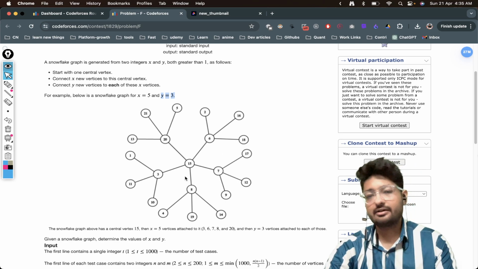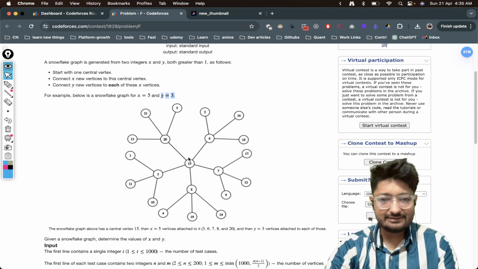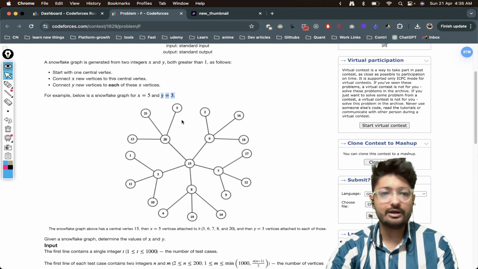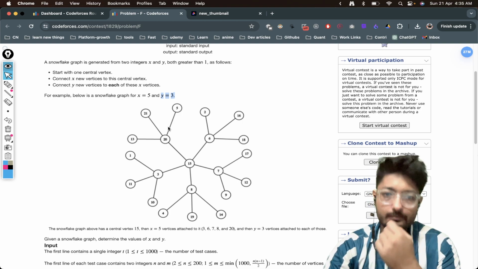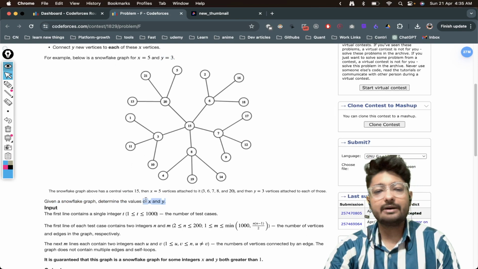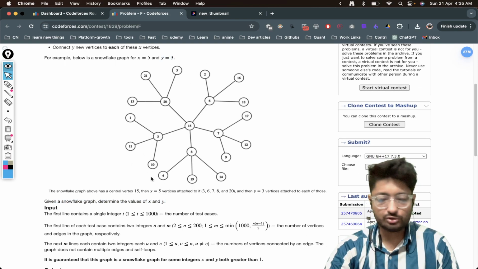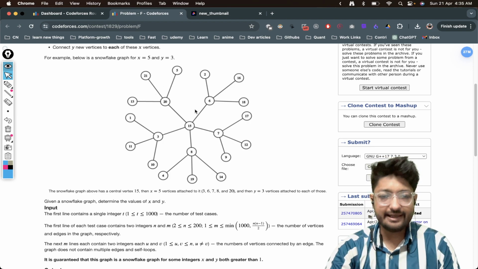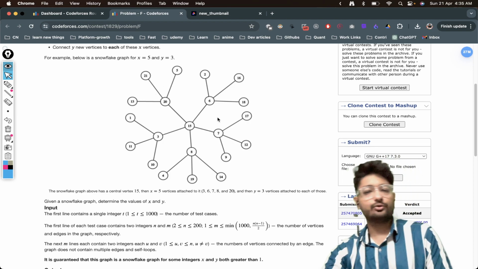So this is a snowflake graph, which means it has a central vertex. Then you have x vertices coming out of it, and for every one of those x vertices, you again have y vertices coming out. Now you are given a snowflake graph, and you have to determine x and y. Now, how can you do that?